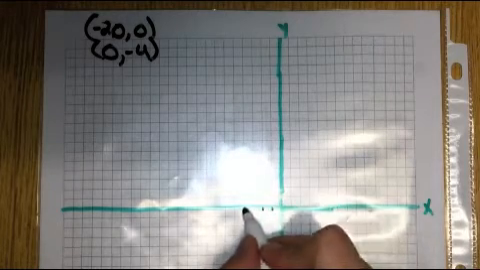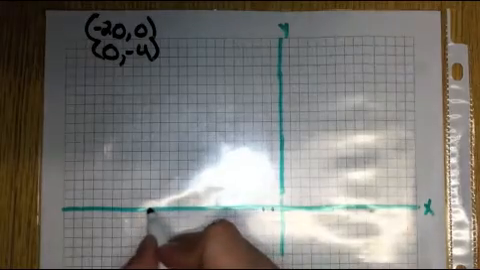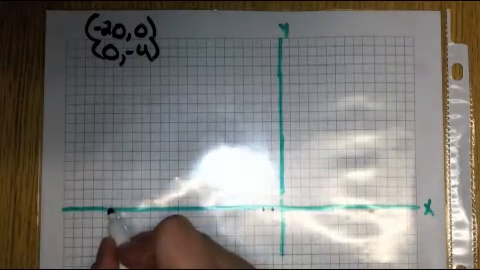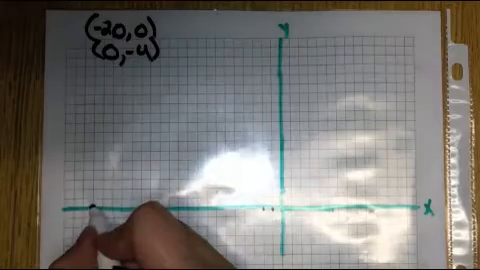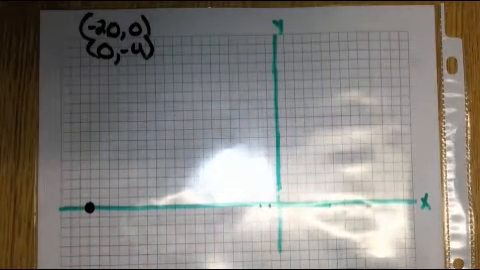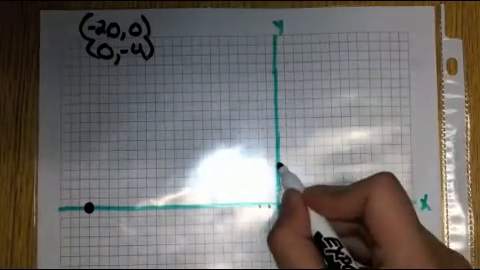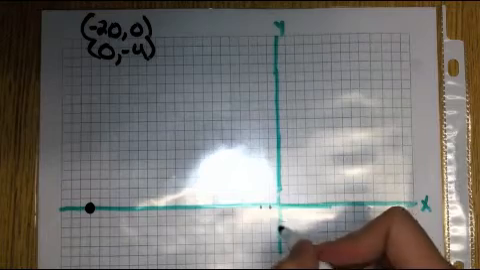1, 2, 3, 4, 5, 6, 7, 8, 9, 10, 11, 12, 13, 14, 15, 16, 17, 18, 19, 20. Oh my goodness gracious. Okay, it's okay. Still got a point. Is that the x-intercept? Hey, we must have done it right. 0, -4. Oh, sorry, -4. 1, 2, 3, 4.